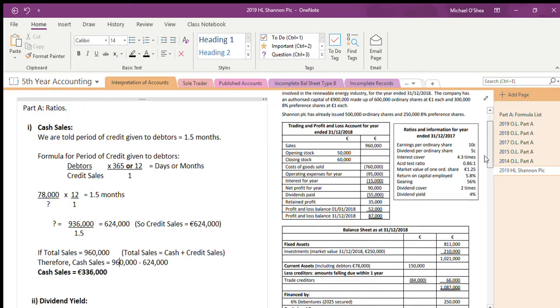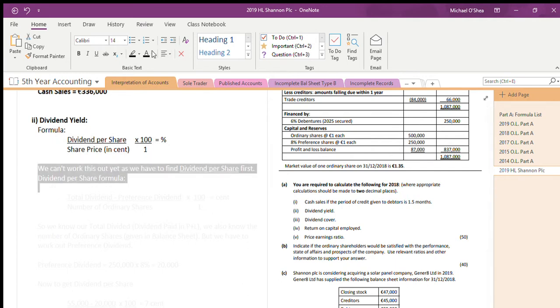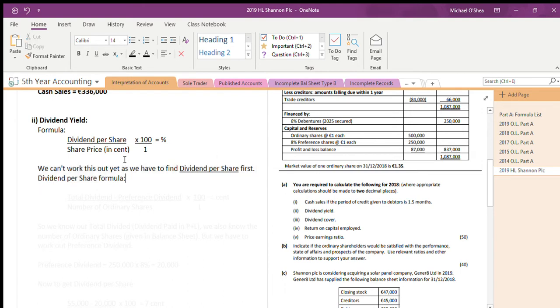So a second thing we're asked to do is find the dividend yield. Again, we're going to have to do a good bit of work for this one. The formula for dividend yield is dividends per share divided by share price in cent, multiplied by 100 over 1, equals percent. So we can't work this out yet, as we have to find the dividend per share first. We actually know the share price.